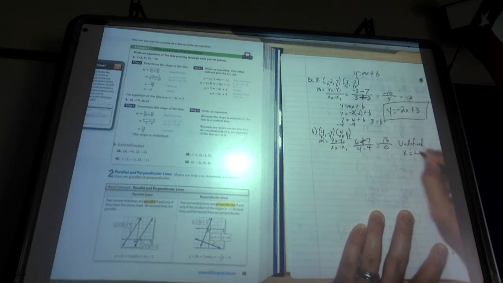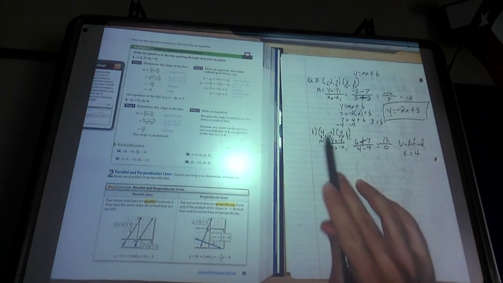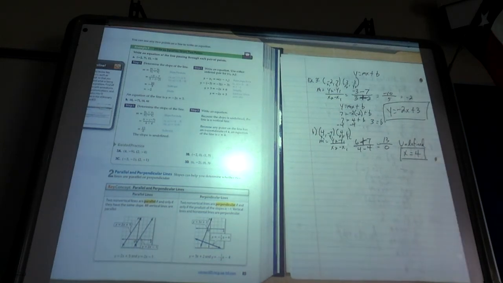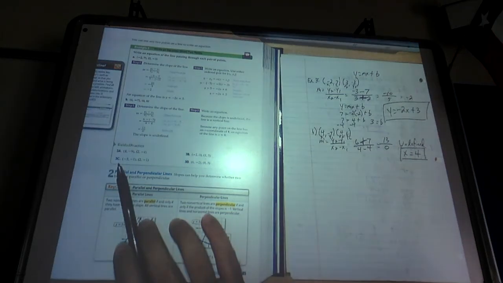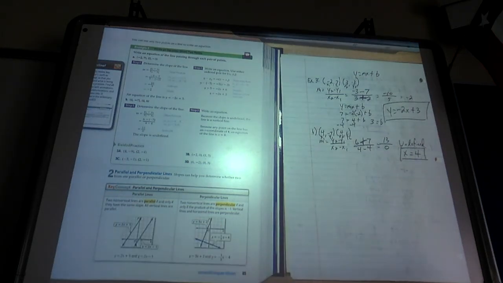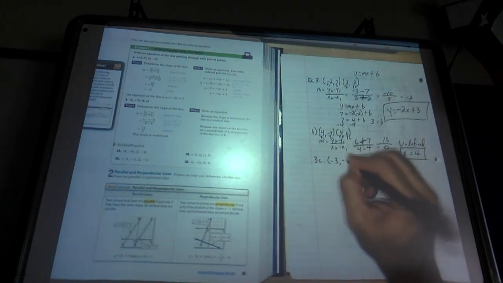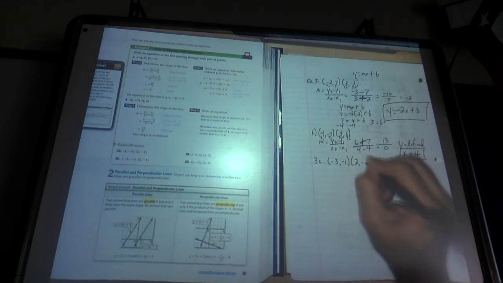x equals 4. Look at your x's. Are they the same? Yes. When that happens, that's got to be a vertical line right there at x equals 4. I'm going to show you another one. Jump down here to guided practice 3C. The points on our line are -3, -1, and 2, -1.